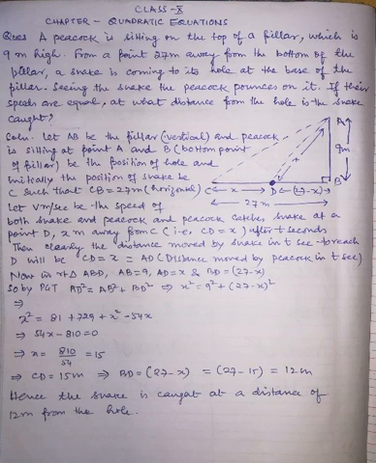and x, as supposed by us, was CD. So CD is equal to 15 meter. It implies that BD, means the distance of the point where the peacock catches the snake from the hole, is 27 minus x, which is equal to 27 minus 15, that is 12 meter. So, the snake is caught at a distance of 12 meter from the hole.